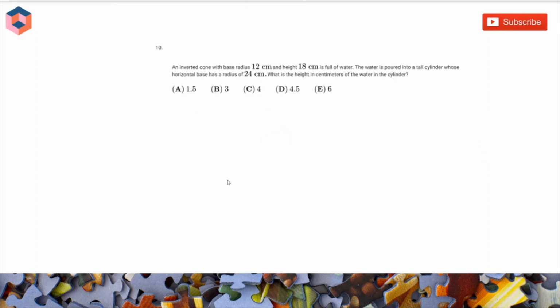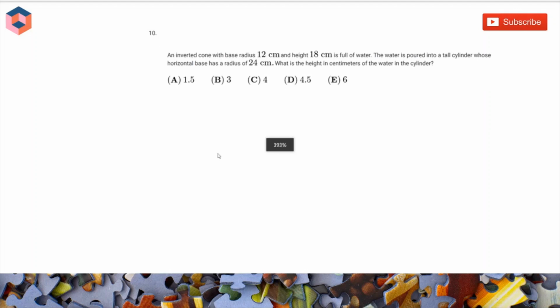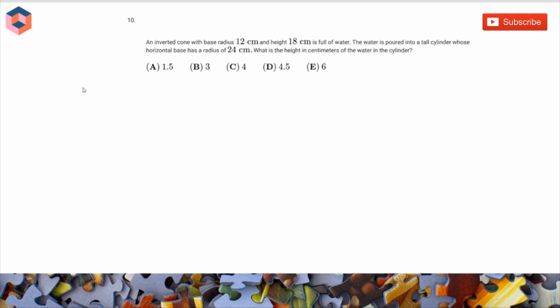Problem number 10. This was a pretty nice problem, a pretty easy problem. An inverted cone with base radius 12 centimeters and height 18 centimeters is full of water. The water is poured into a tall cylinder with a horizontal base, whose horizontal base has a radius of 24 centimeters. What is the height in centimeters of the water in the cylinder?